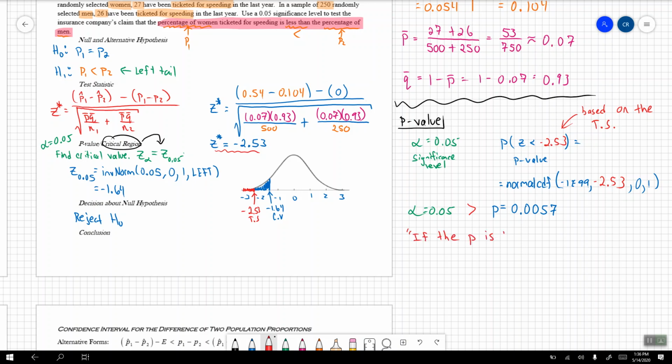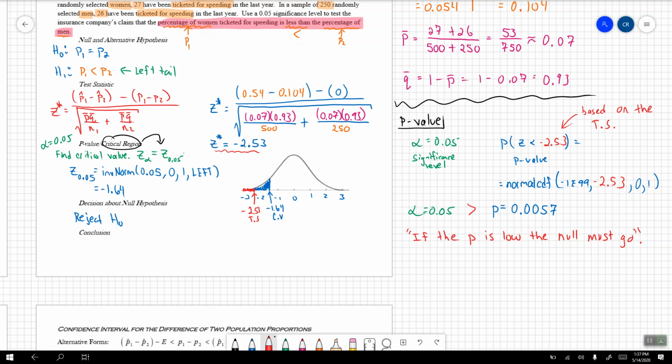If the P is low, the null must go. So the P is smaller than my alpha, which means the P is low, the null must go. That means we're going to reject that null hypothesis. So this is the p-value method, and this method over here, the one that we did first, was the critical region method. You're more than welcome to use either method, whichever one you would like to use.